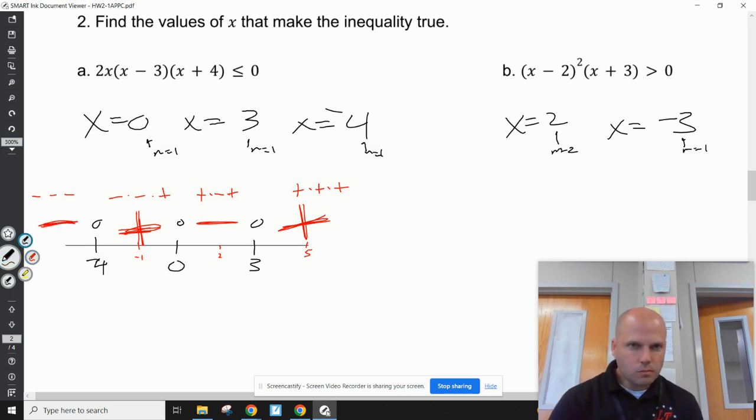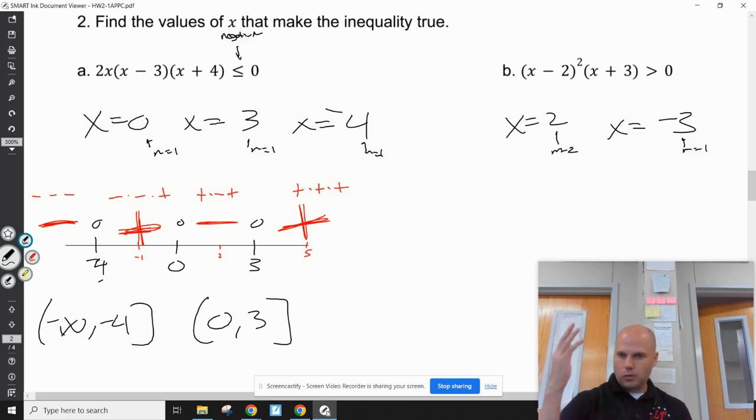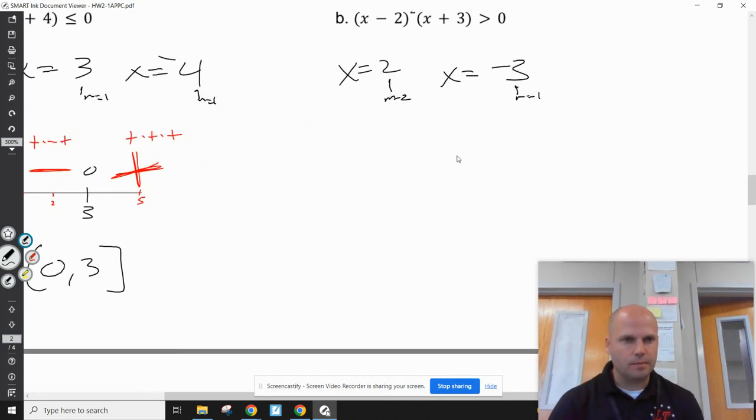Okay, cool. When are my values of my function less than or equal to 0? That means negative, like less than 0, negative, or equal to 0. I got from negative infinity until negative 4, but I'm including negative 4. I got from 0 to 3, and I'm including both of those values. That's when my values are negative. Cool. Now let's look over here.